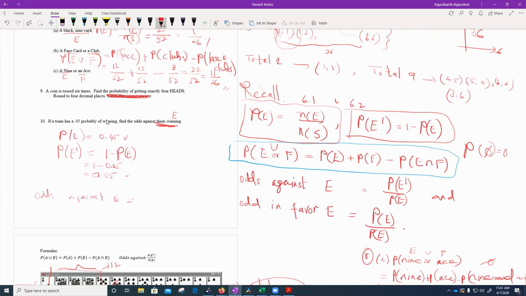The formula says that odds against E is given by P of E prime over P of E. I know the answer of P of E prime: 0.55, over P of E, which is 0.45. So now simplify this fraction. It should be 55 over 45. Divide by 5 and that will give you 11 over how much? Is that 9?